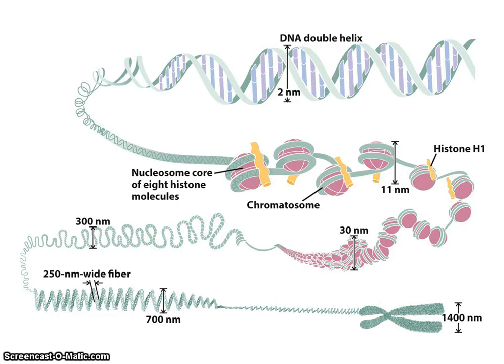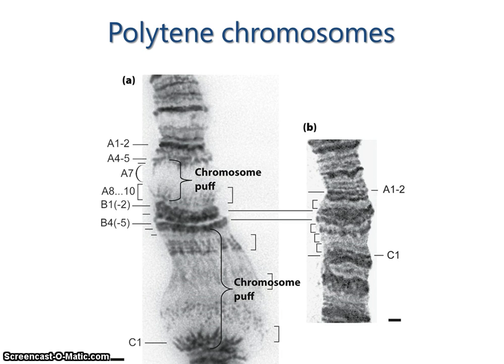Actually, before we get into the structure of the nucleosomes, I want to talk about different types of chromatin. So you can have euchromatin or you can have heterochromatin. And they're most easily seen in a polytene chromosome. These are often taken from salivary glands in Drosophila larvae.